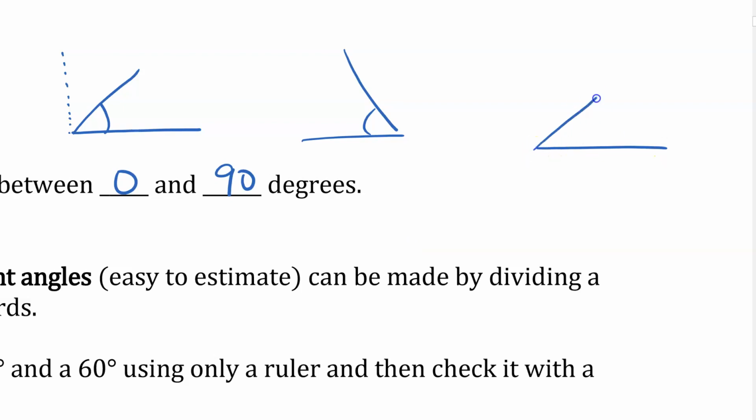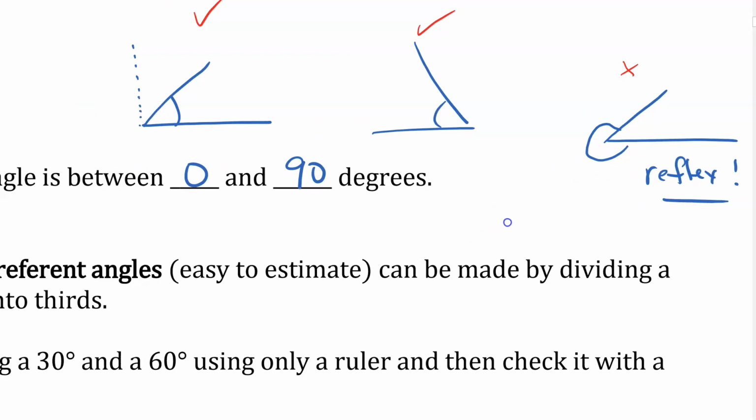If I draw this and label that part, that is not an acute angle. So I'll just say check, check. That one is not. Just a little preview, by the way. This one is called a reflex. So we'll get to that in a minute.